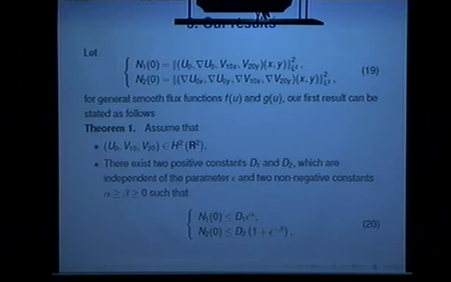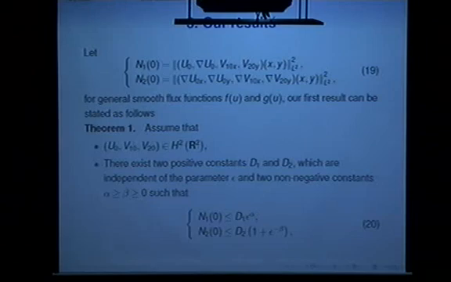So one result is that the perturbation belongs to some subspace H2. The second assumption is a condition on these two types of perturbation. First, there are some constants d1 and d2, which are independent of the parameter epsilon, and two non-negative constants alpha greater or equal to beta, such that the following holds. Let me explain this one.